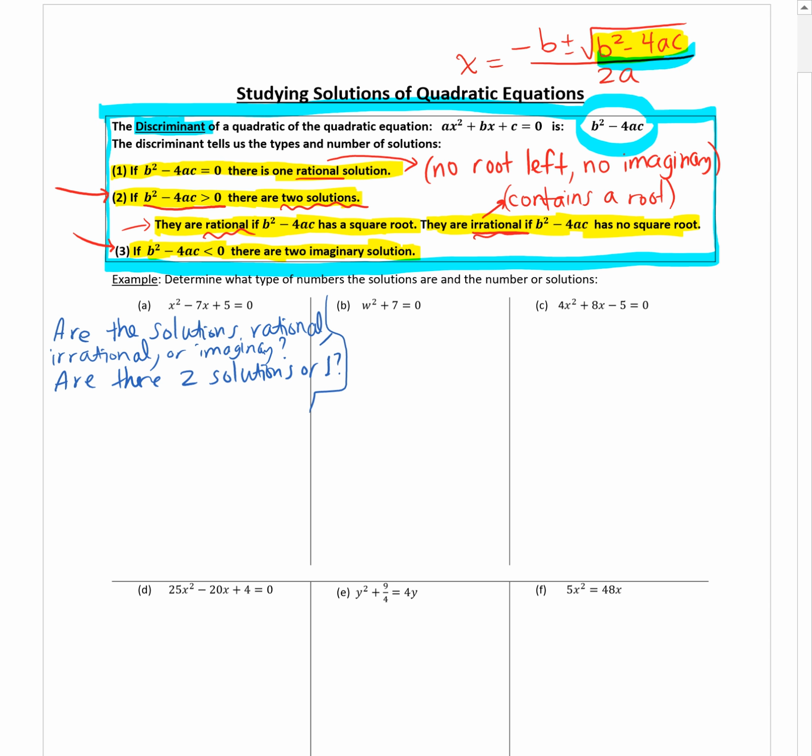So that's what they mean by when they say the description there, determine what type of numbers the solutions are and the number of solutions. I guess the type is here, are they rational, irrational, or imaginary? And then the number of them, do they really just want to know, are there one or two of them? So let's see if we can figure this out.